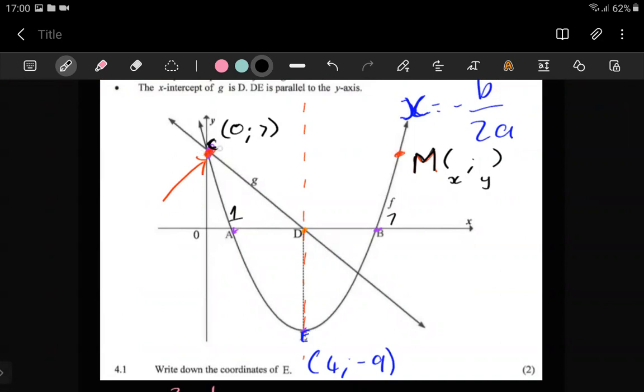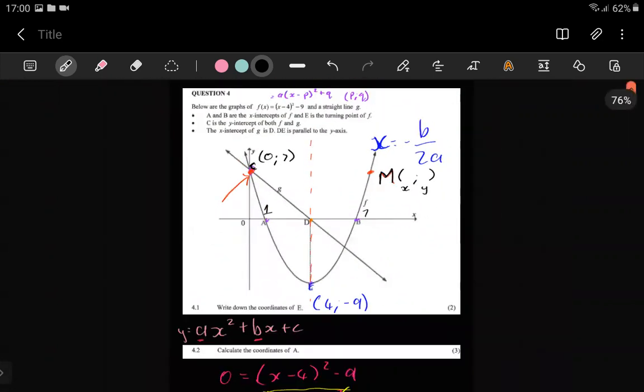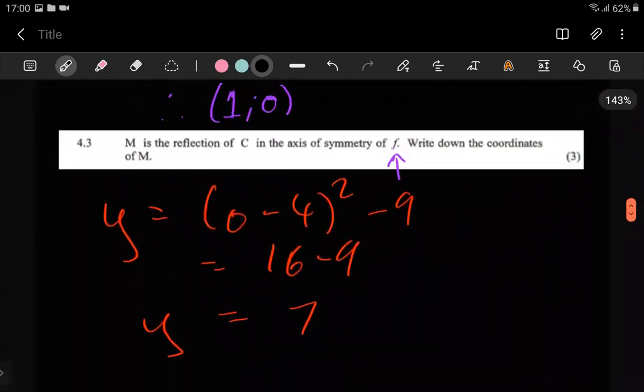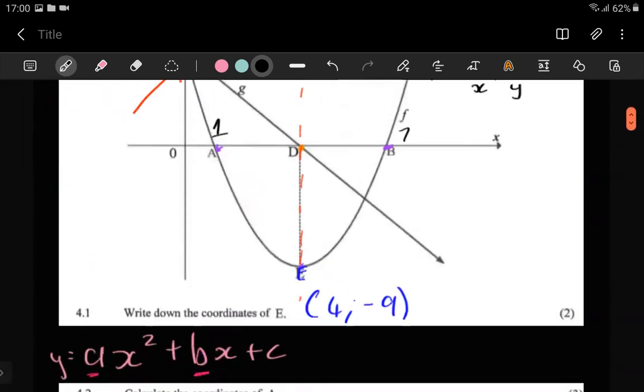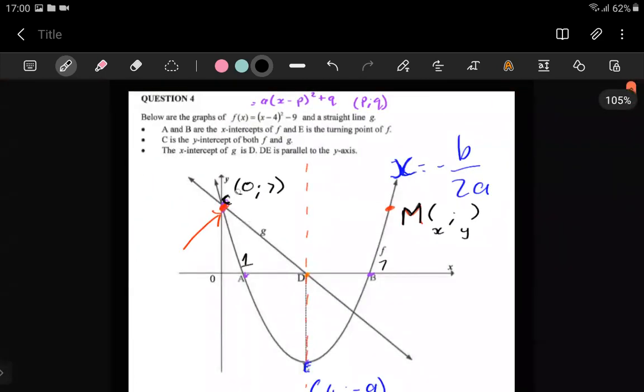So looking at where C is, apart from them telling us that it is a reflection of C, they told us that it's a reflection of C in the axis of symmetry. So what we know is, what you see on this left side of your sketch, a reflection of it should be on this side, meaning that the distance here is the same as the distance there.